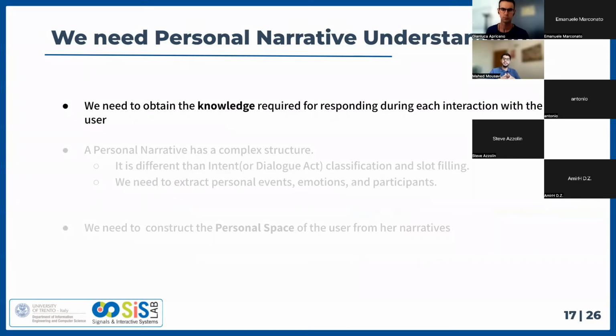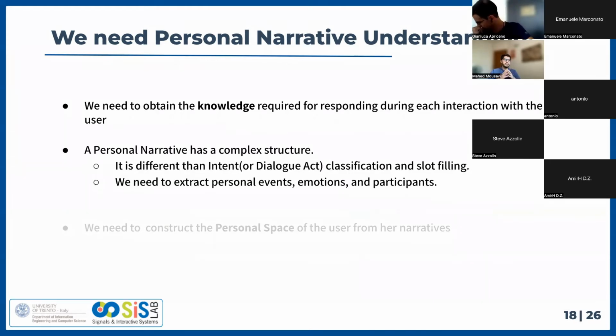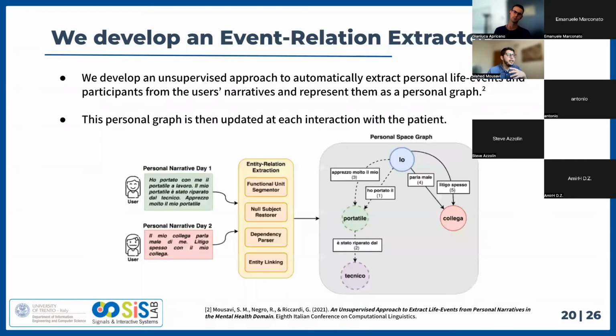And then, as I told you, since there is no general purpose knowledge base to serve such a setting, we realized that we need to have narrative understanding. We need a model which can extract such information during each interaction with the user. The reason is that the narratives of the users have a complex structure. They consist of events and participants, and it is way more difficult than dialogue act tagging or intent classification and slot filling. So we realized that we need to construct the personal space of each user from their own narratives during the dialogue. And the word personal space gave the name to the model that we developed.